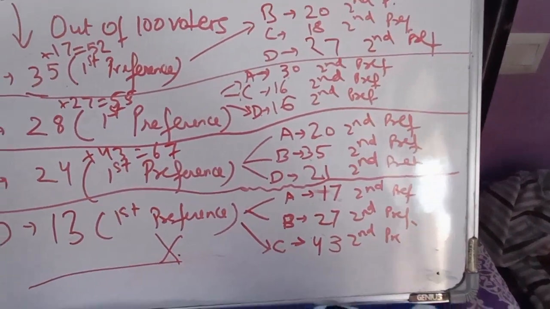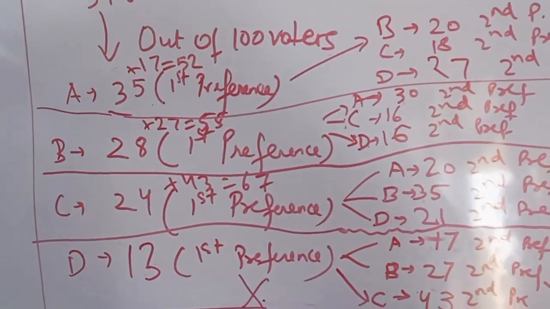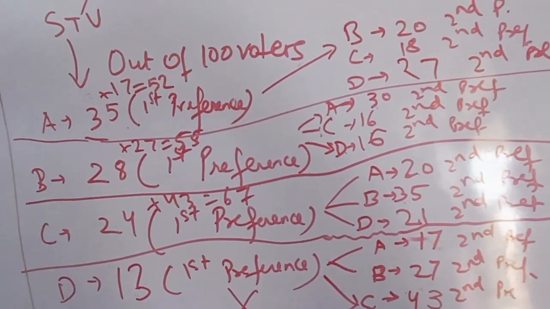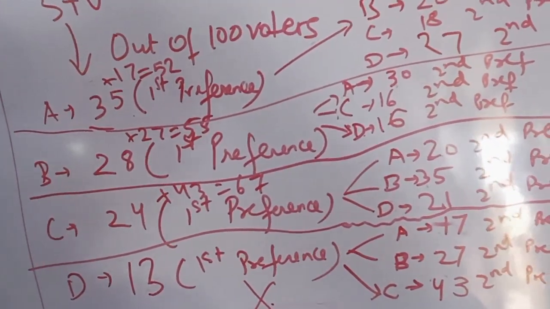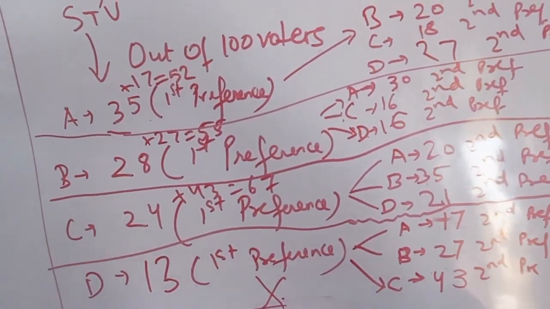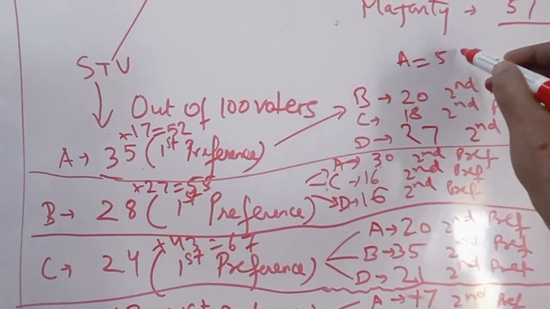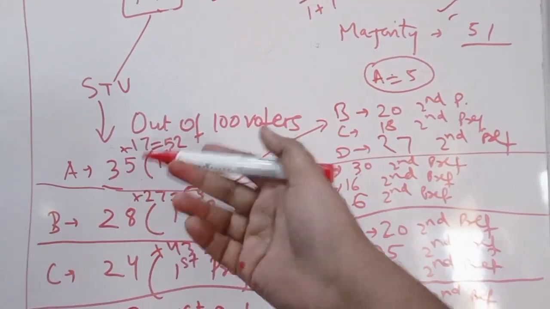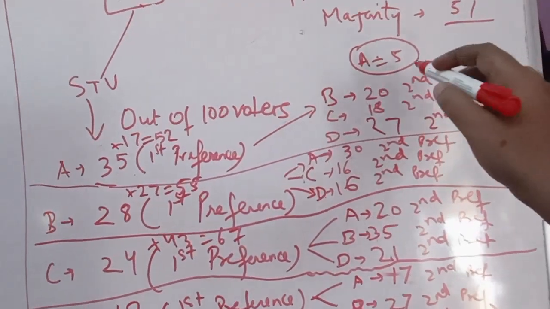Here, as you can see, A has got the majority, B also has got the majority, and C also got the majority. But because A has more first preference votes in the first round, in spite of B and C being greater than A, A will be declared the winner, because A has more first preferences as compared to the rest. A has passed the quota, so A will be declared the winner.